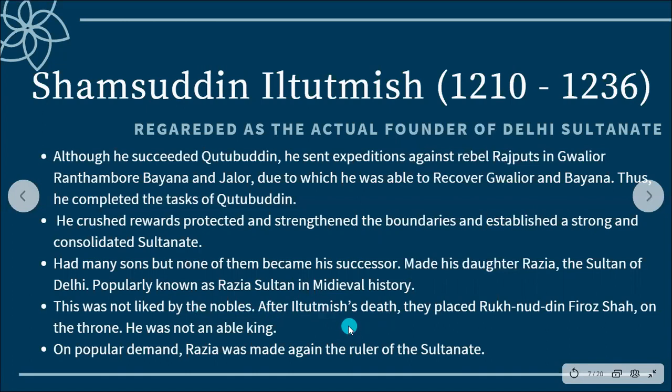And after Iltutmish's death, they placed Rukhnuddin Firoz Shah on the throne. But he was not at all an able king, and on popular demand of the people, Razia was made the ruler of the Sultanate again, right? Because she was really good at what she did.